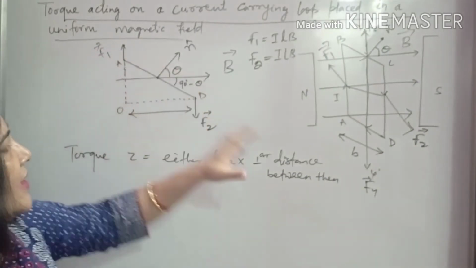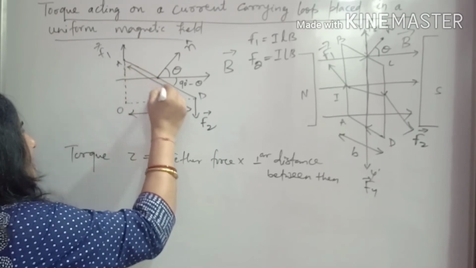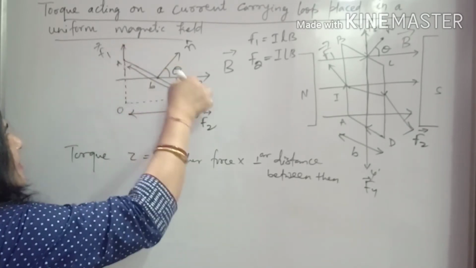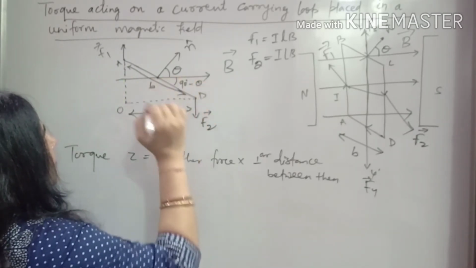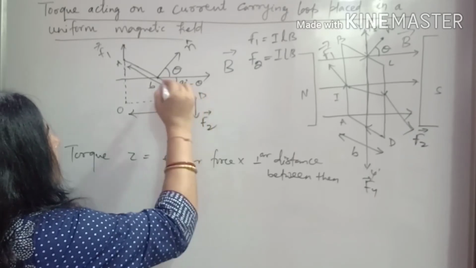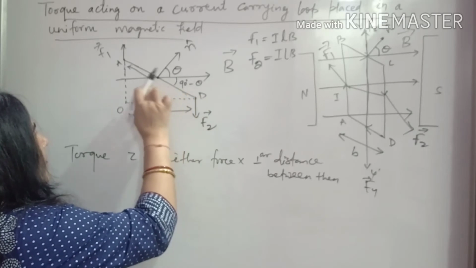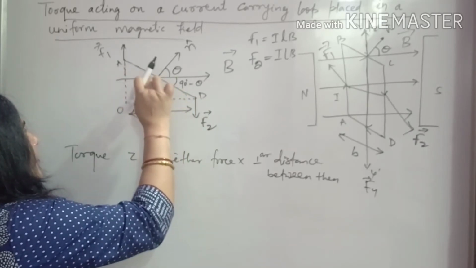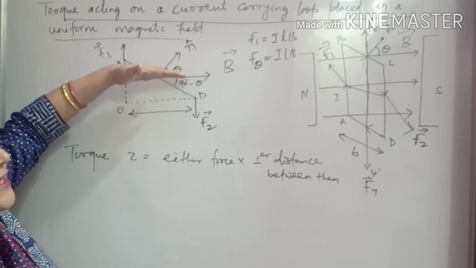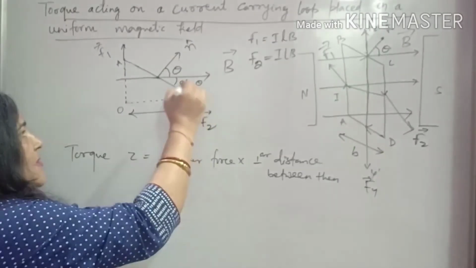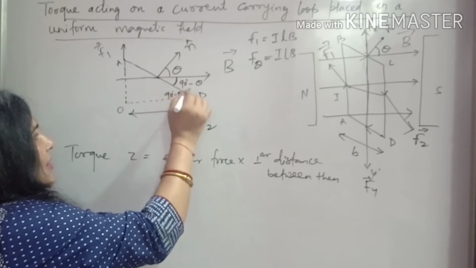Now look at the length AD. The length AD is B. So AD equals B, and that is known to us. Now if this angle is 90 minus theta, then this line and this line are parallel. Look at the picture here. This line is parallel to this line, and this is acting like a transversal. So this angle is 90 minus theta, and this angle is also 90 minus theta.